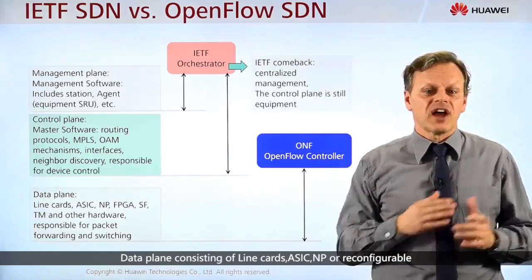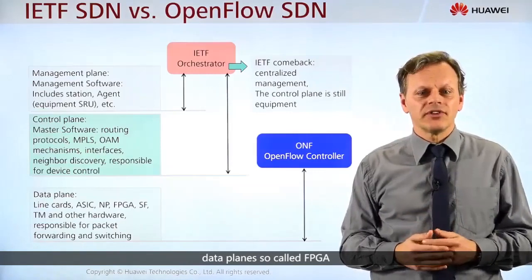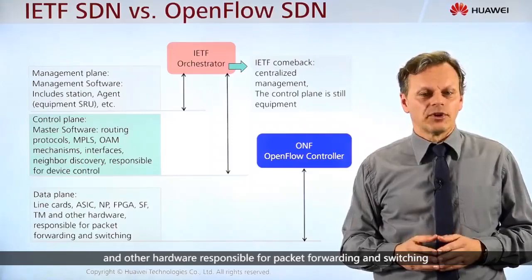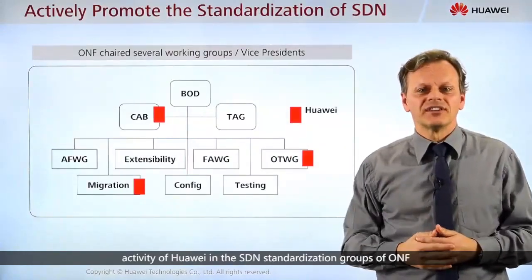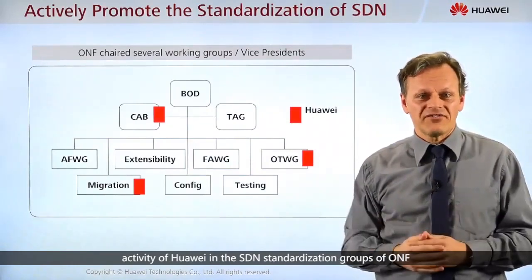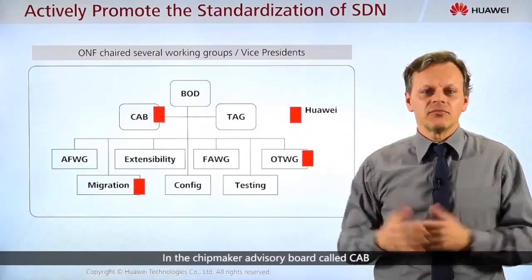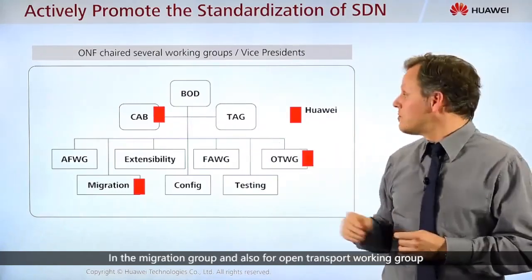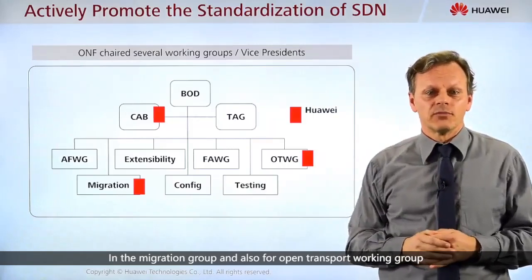Data plane consisting of line cards, ASICs, NPs or reconfigurable data planes, so-called FPGAs, and other hardware responsible for packet forwarding and switching. This picture now shall give an overview about the activities of Huawei in the SDN standardization groups of ONF. Huawei's activities are highlighted in red in the Chipmaker Advisory Board called CAB, in the migration group, and also for the Open Transport Working Group.